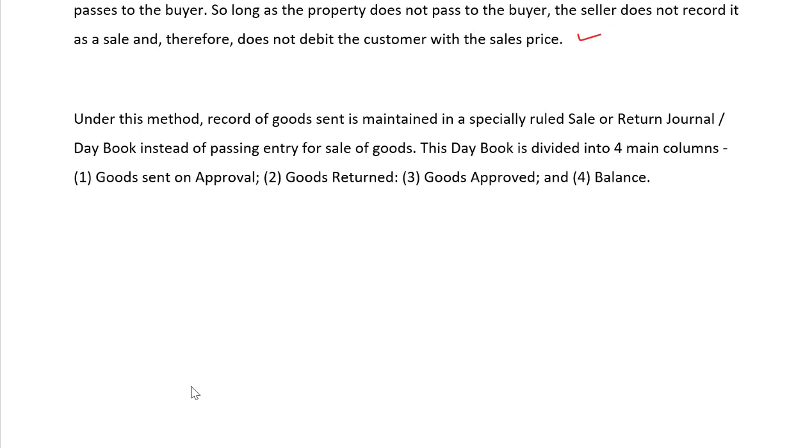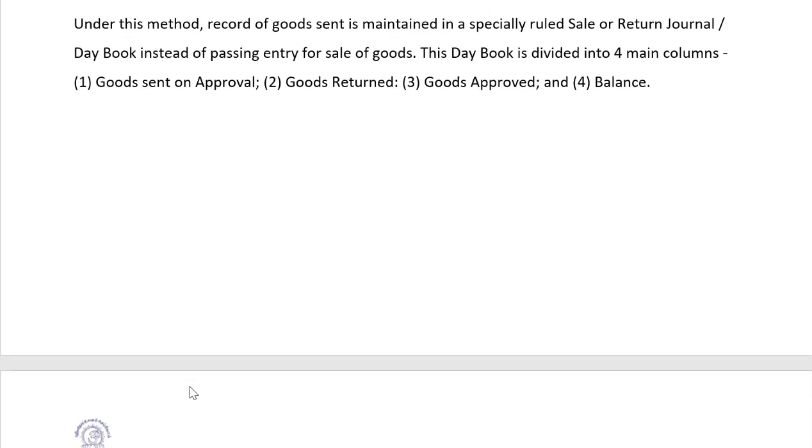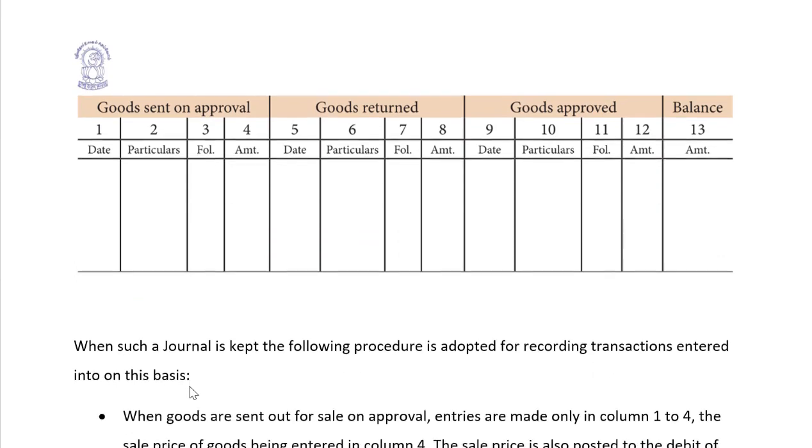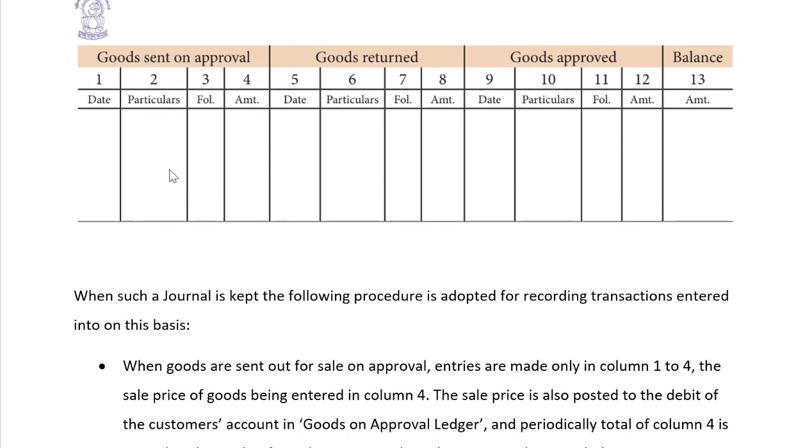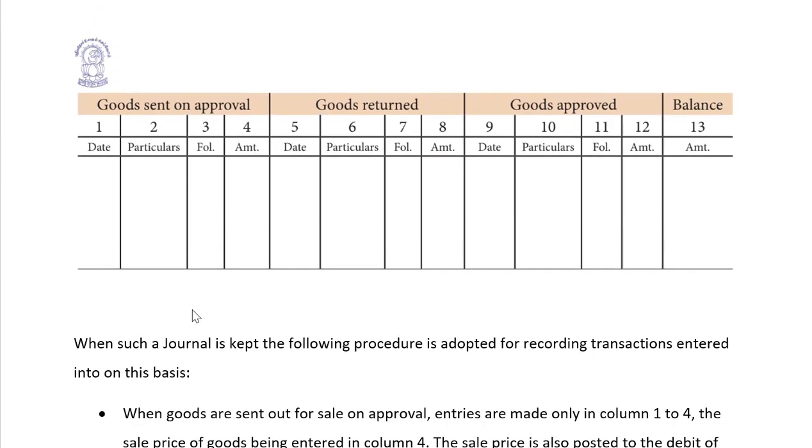Under this method, a record of goods sent is maintained in a specially ruled sale or return journal daybook instead of passing the entry for sales of goods. This daybook is divided into 4 main columns: goods sent on approval, goods returned, goods approved, and balance. I believe you understood. Let's see the format.